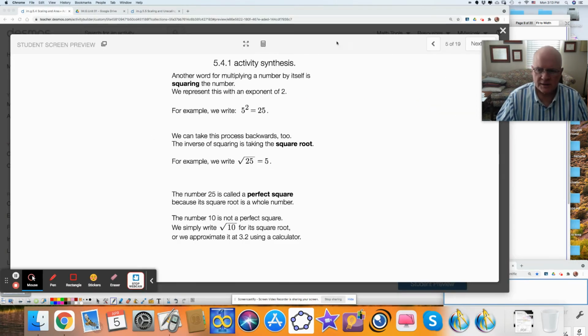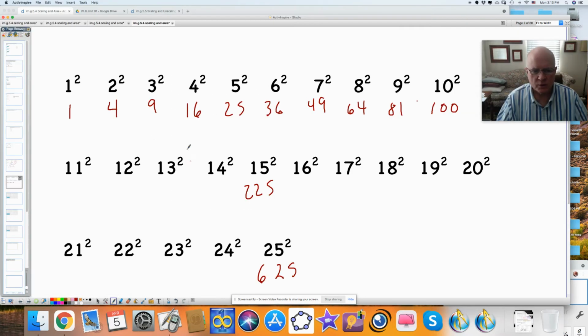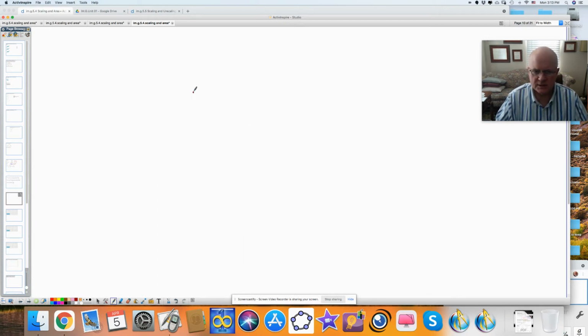The next activity: 10 is not a perfect square. You notice that 10 doesn't fall in here. 9 is a perfect square, but 10 is somewhere in between. So when we do the square root of 10, what number times itself is equal to 10? That would be the square root of 10. This is the exact number. It's about 3.2, but the square root of 10 is even better.